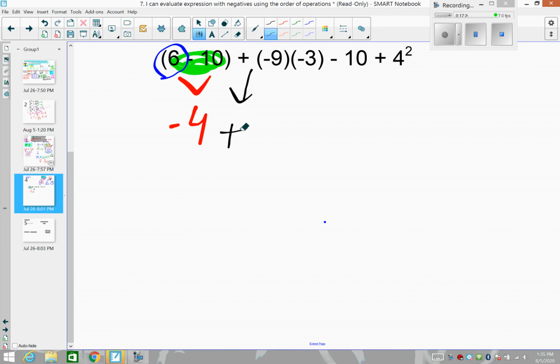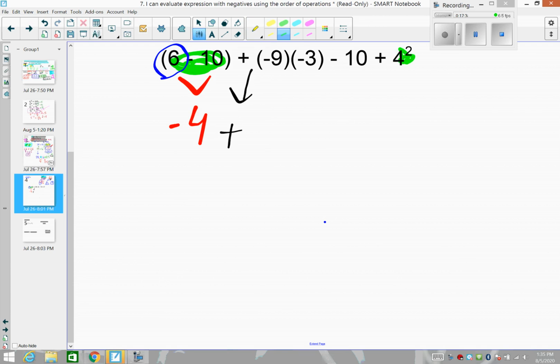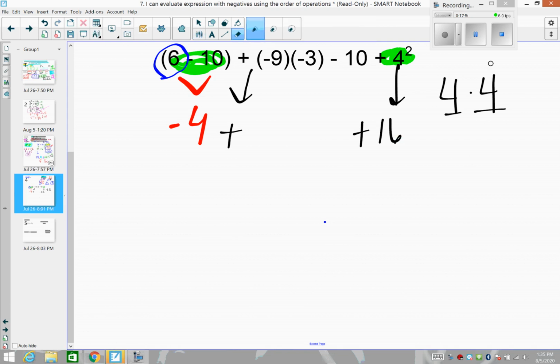Now, the next thing that we're going to do is the exponent. So let's go look at that exponent. It's way over here. That exponent is saying that we have to multiply 4 2 times. Not 4 times 2. We have to multiply 4 2 times. So that would be 16. That exponent at the very end is going to be 16.